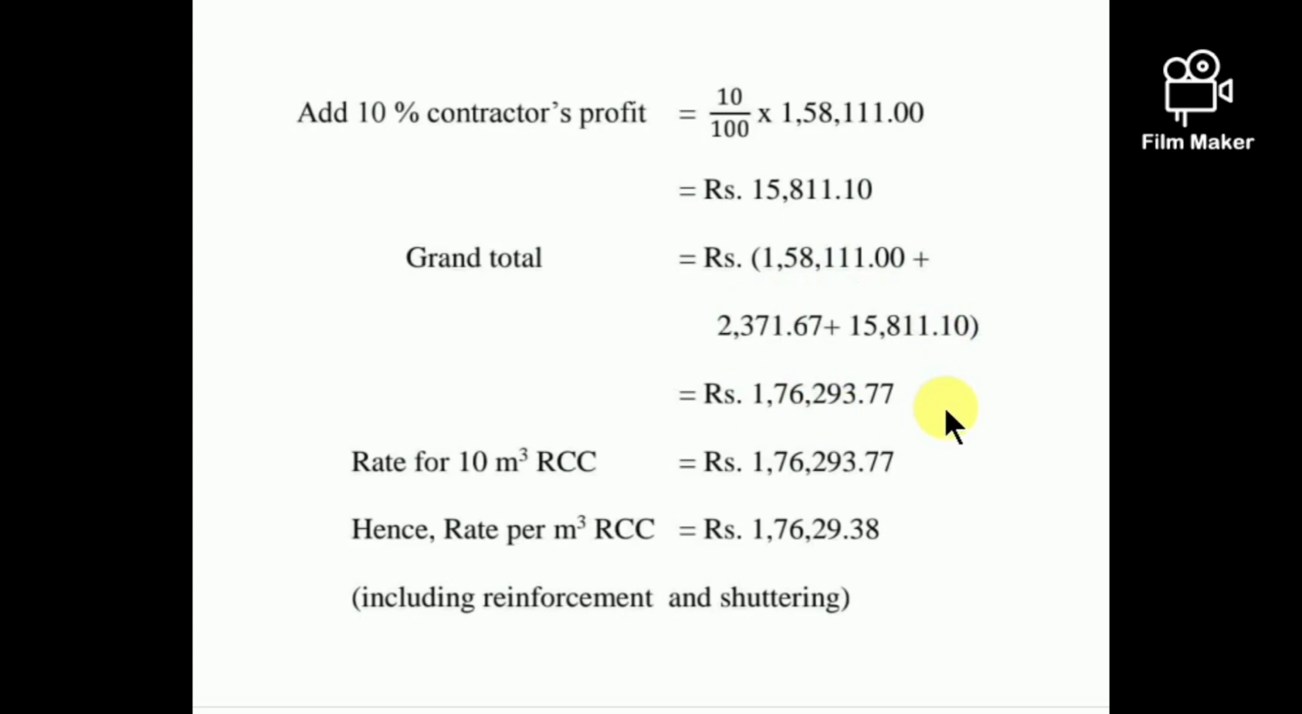Now we have done the calculation for 10 meter cube of RCC. So the rate for 10 meter cube of RCC is this. So for 1 meter cube of RCC, the rate will be this rate divided by 10, that is 17,629.38 rupees, which includes our reinforcement and shuttering.